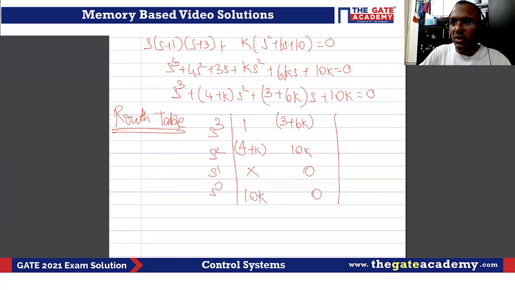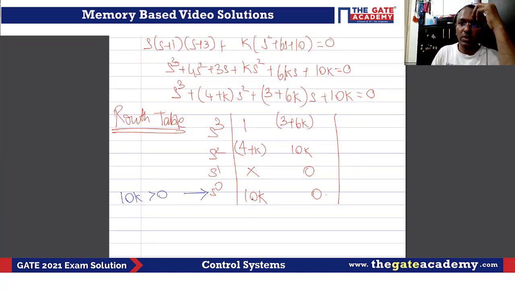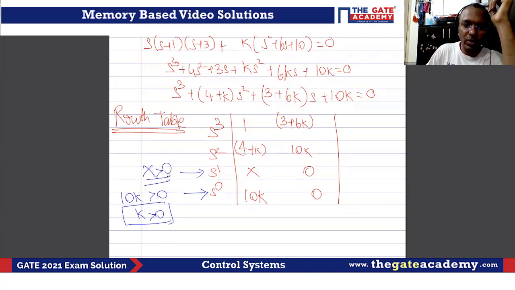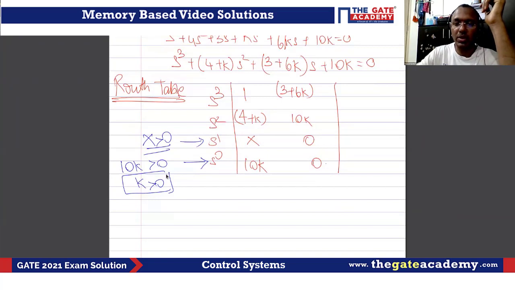Now by looking at this row, 10k should be greater than 0 because we want all the terms to be positive, correct? There should be no sign changes in the Routh-Hurwitz table, so all the terms should be positive here. So 10k should be greater than 0, or k should be greater than 0. This is not the end yet, we need to look at this also. By looking at this, we want x greater than 0. Now we don't know what is x. Let us calculate what is x.